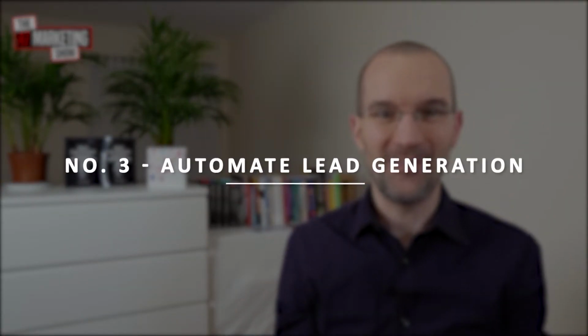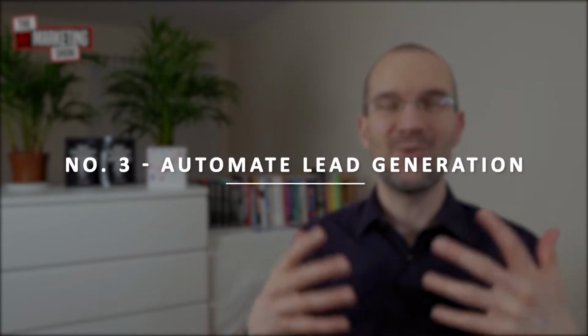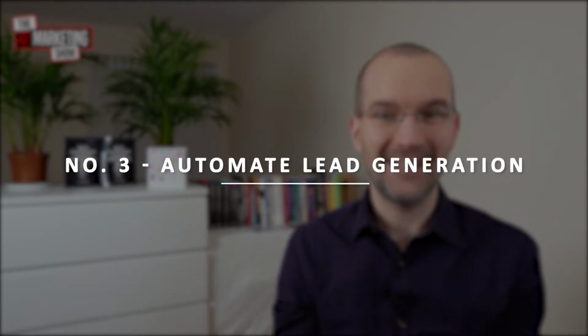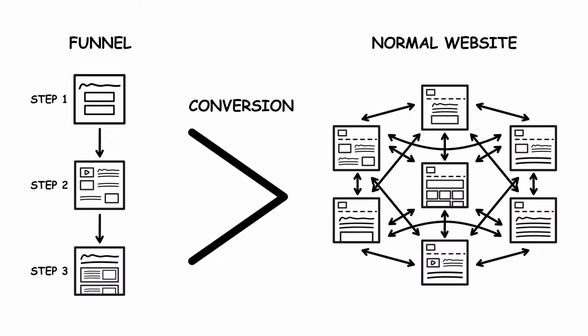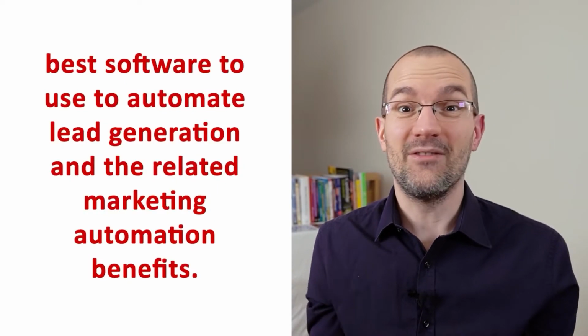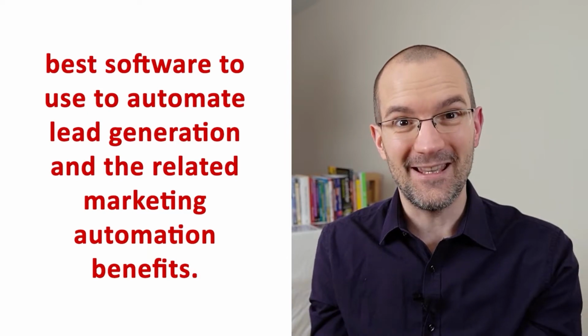Best practice number 3, automate lead generation. Earlier in this series, I talked about the strategy in detail, why to use lead funnels instead of websites. In a nutshell, because lead funnels are special step-by-step websites that tend to convert a lot better than normal websites. And as you can guess, on autopilot. Today we will focus on the best software to use to automate lead generation and the related marketing automation benefits.